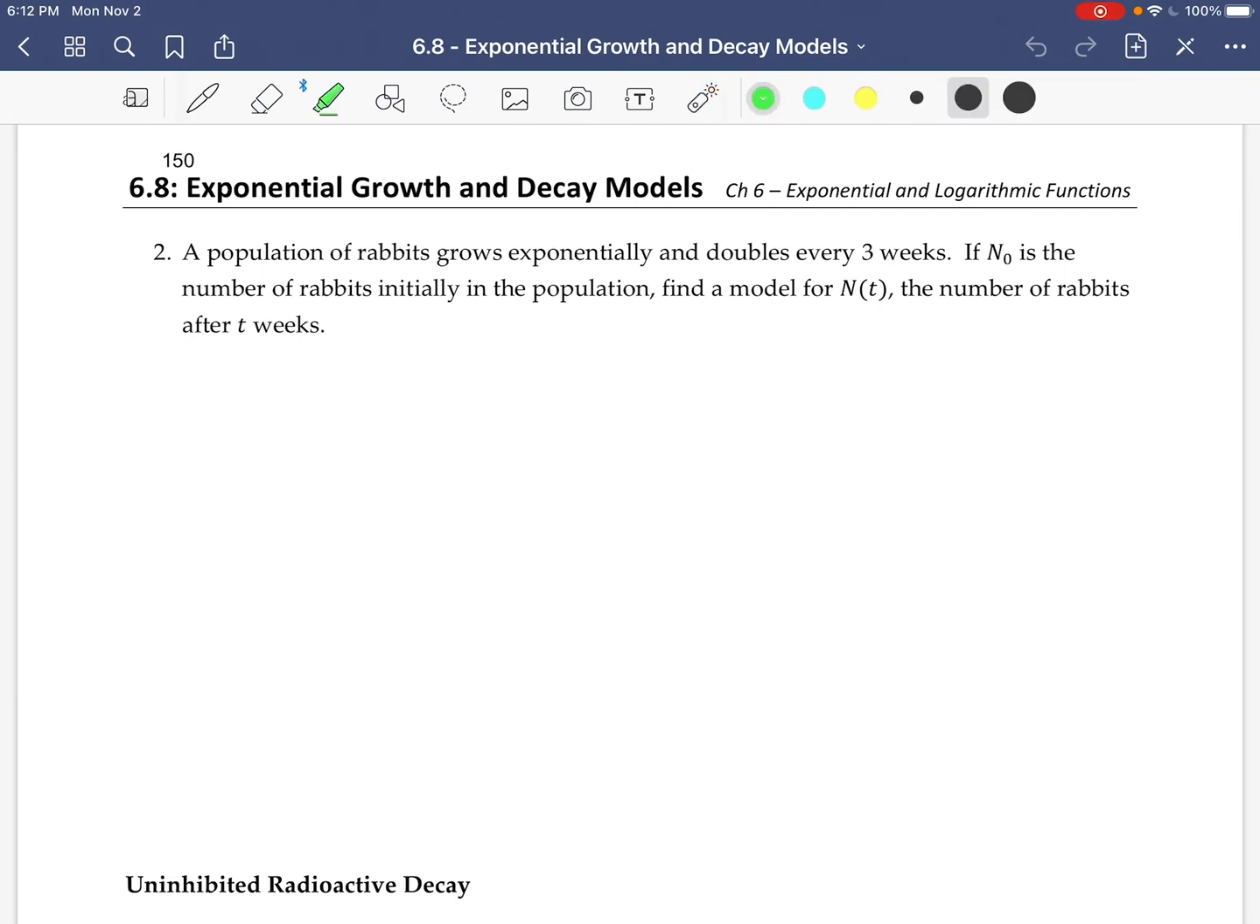Okay, so grows exponentially tells us that the formula for n of t is going to look like n0 times e to the kt. So that is how we get this. So we know that's what it's going to look like. Okay, and then we know that it doubles every 3 weeks. So t is in weeks.